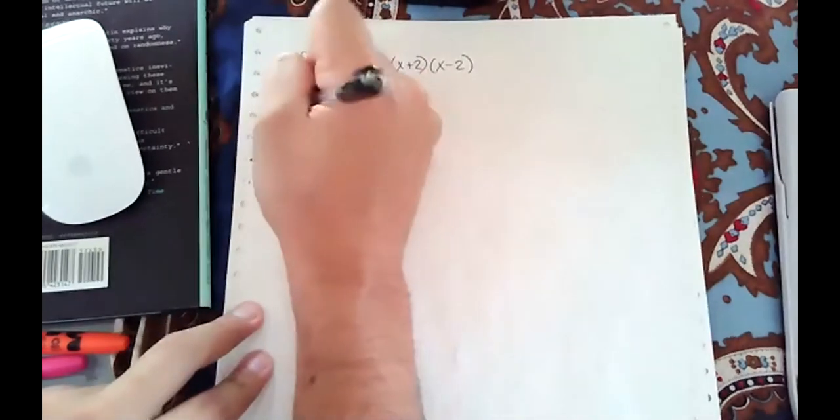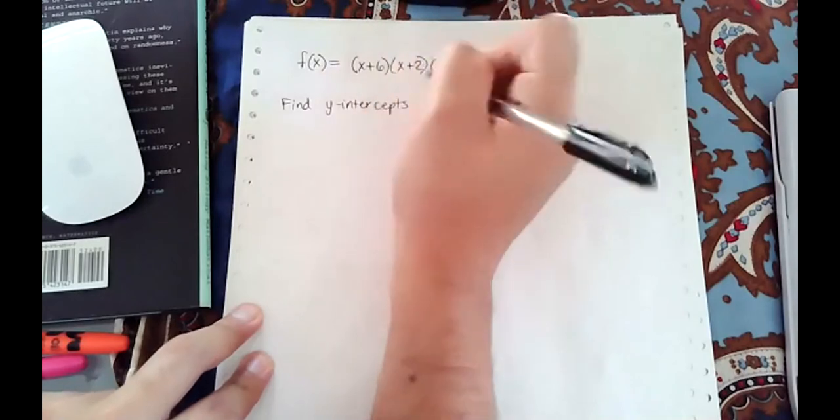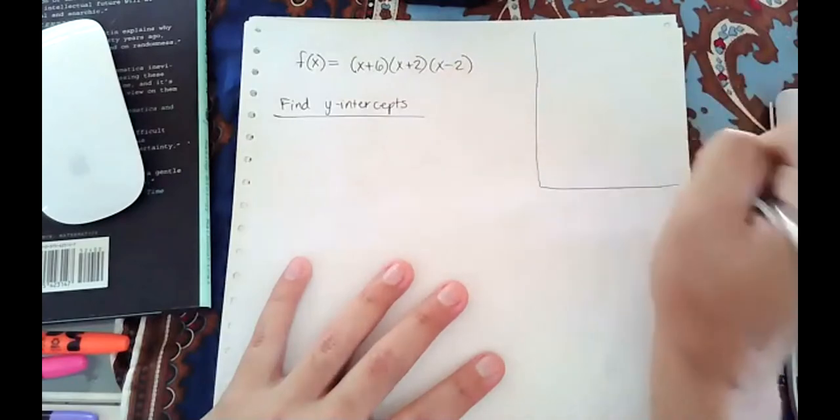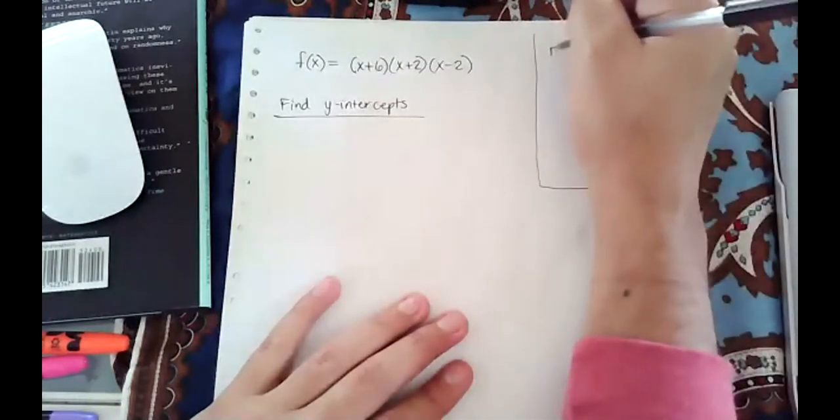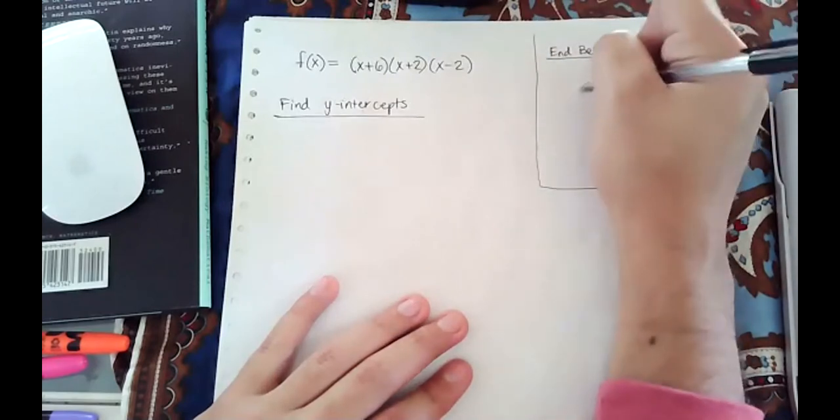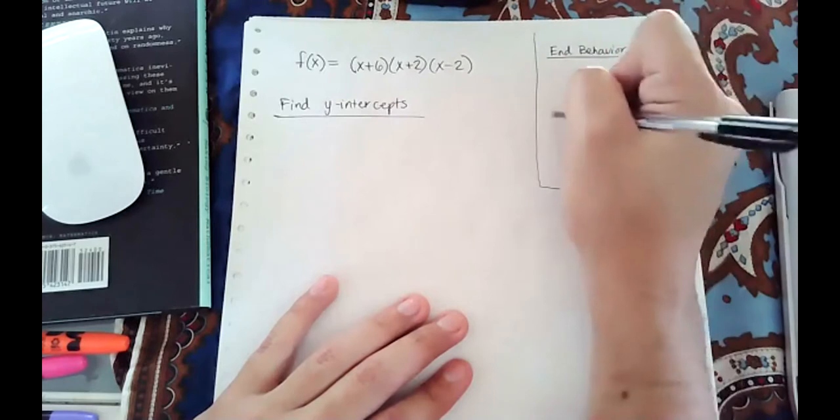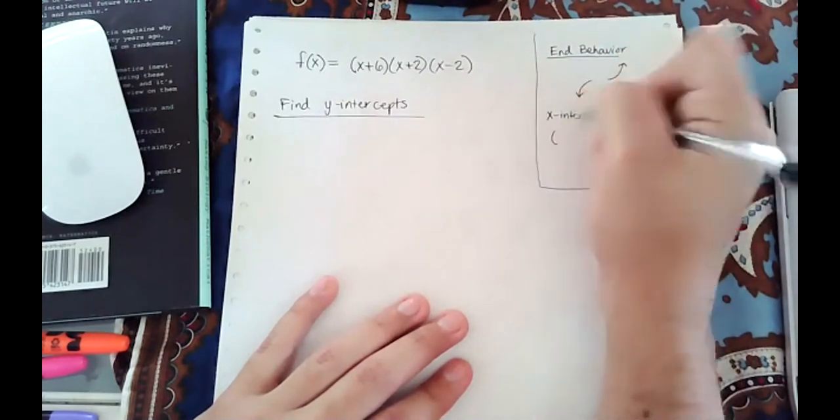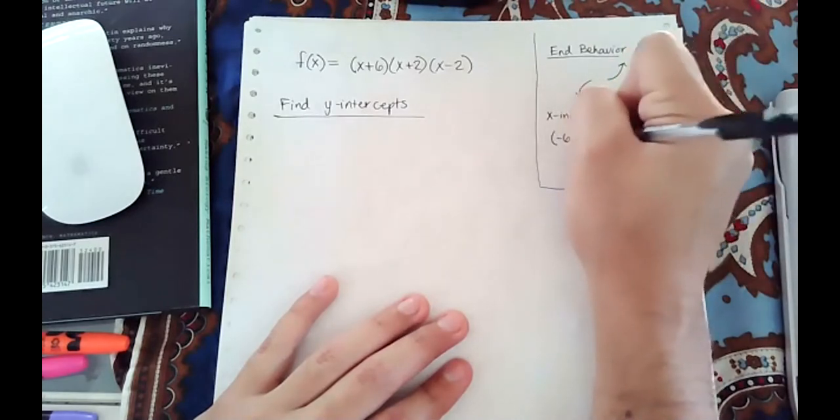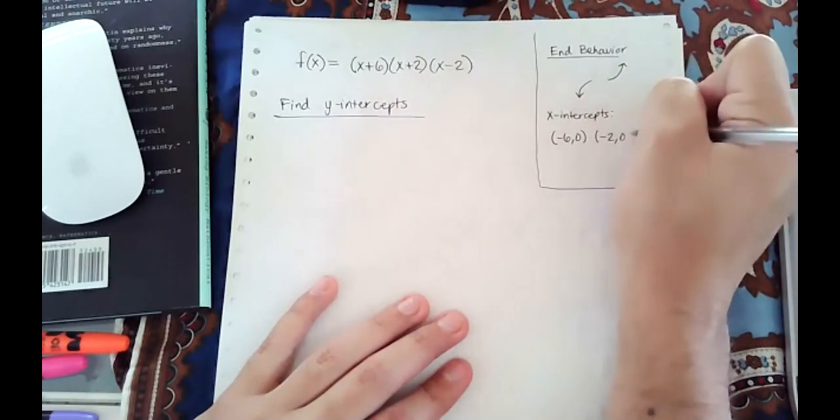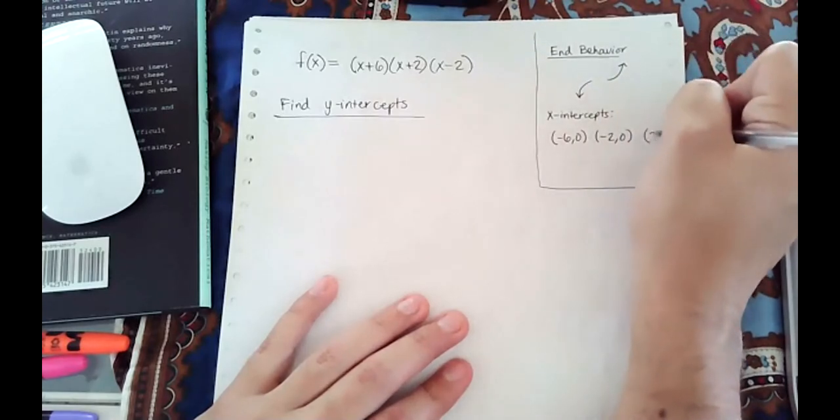And we want to find the y-intercept. Over here, I'm going to make a little box just to write down the things that we have so far. So we know that the end behavior looks like this. We know that the x-intercepts are negative 6, 0, negative 2, 0, and 2, comma 0.